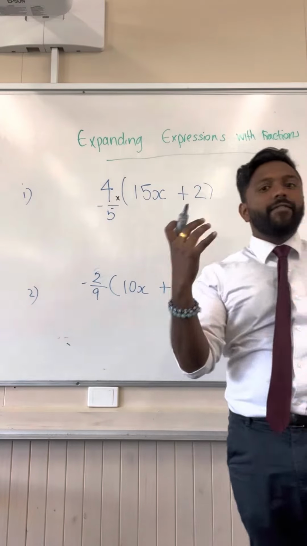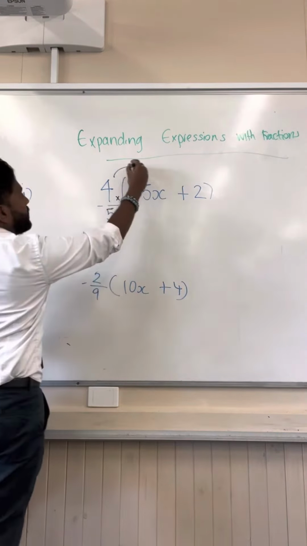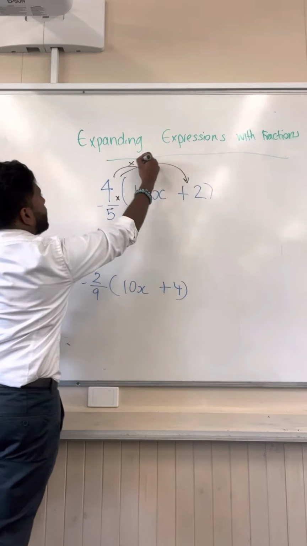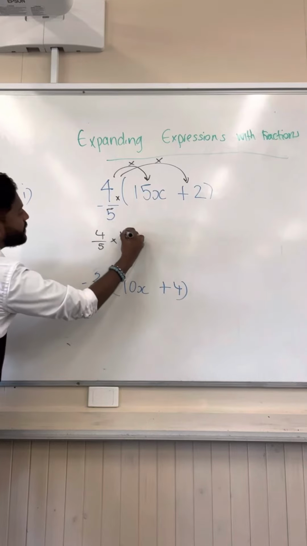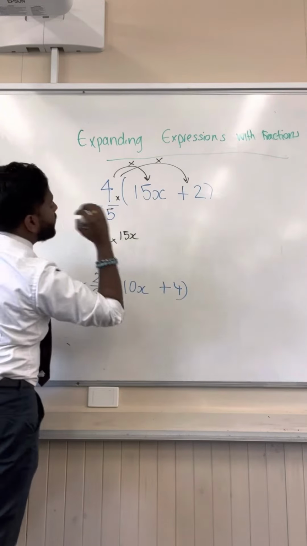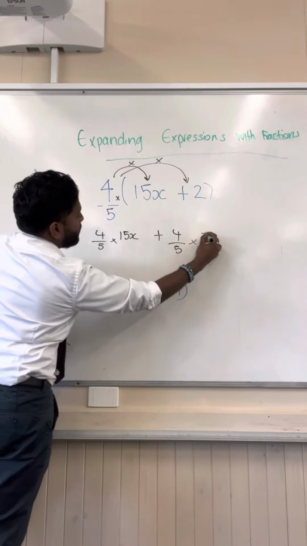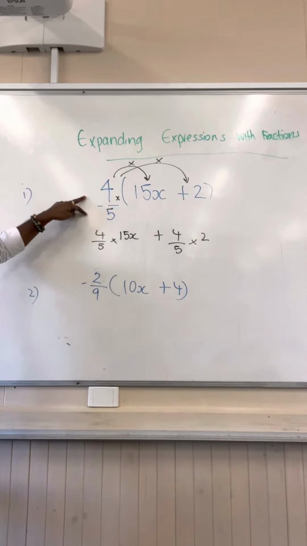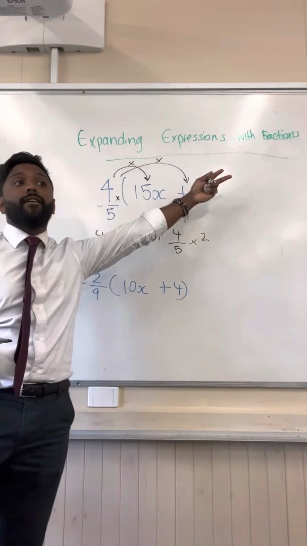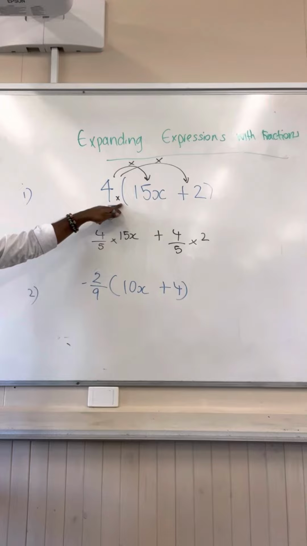Okay, that's the stuff that you need to understand the most. So when we expand this, draw your arrows. Don't be shy with that. Okay, what does that mean? 4 over 5 times 15x, plus 4 over 5 times that by 2. That's what that means. You're multiplying everything on the outside with everything on the inside. You've got to know the operation. That there is the operation.